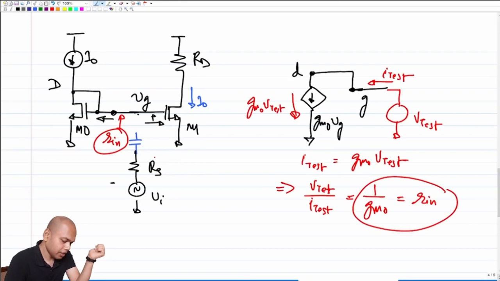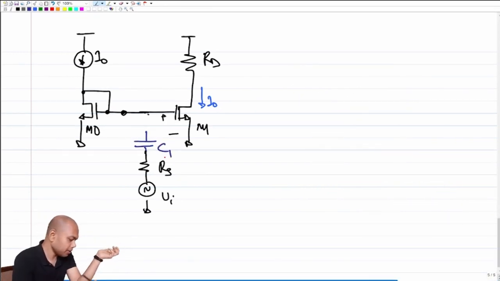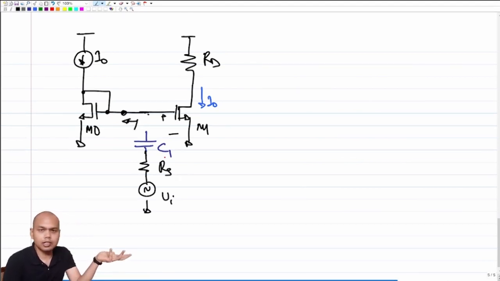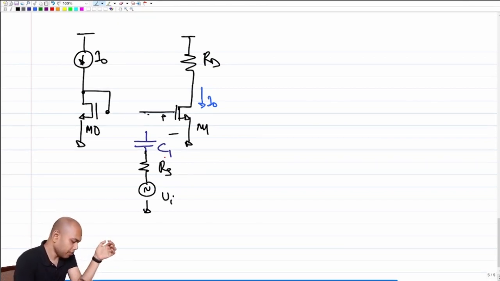Similarly, if we assume that GM0 is very high, GM0 is infinity, right? If GM0 is infinity, what is Rin? Rin goes to 0, which means that for a very large GM0, this is almost a short circuit, almost like a voltage source. So what was the remedy in the earlier case? When designing the common source amplifier, the remedy was to isolate the voltage source from the incremental source with a resistance, right? So the same thing we can do here.